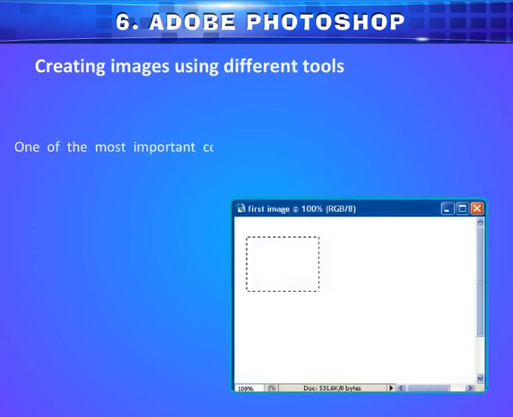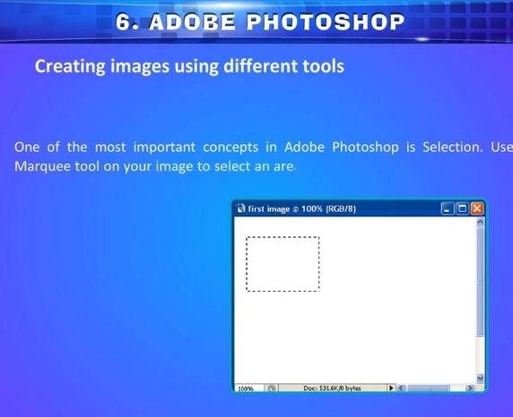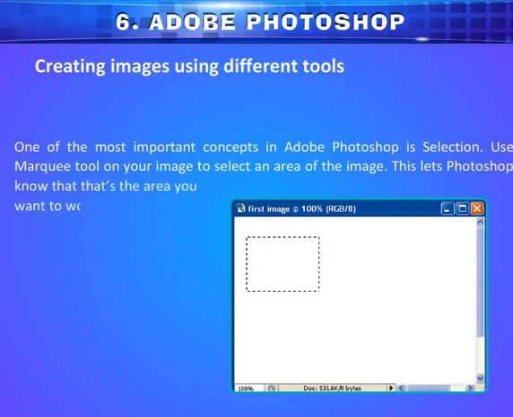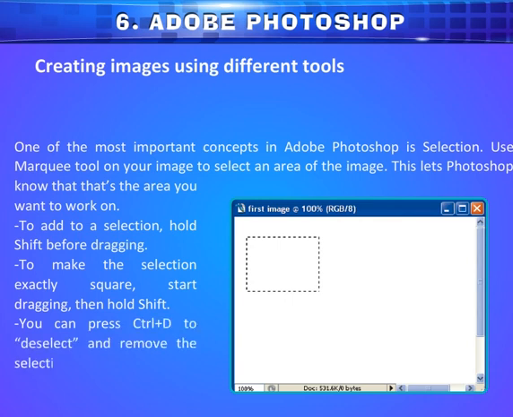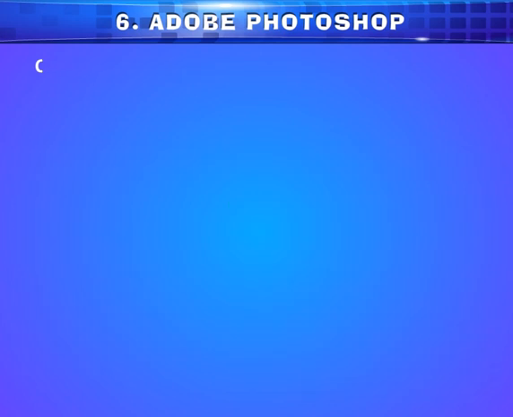Creating images using different tools. One of the most important concepts in Adobe Photoshop is selection. Use the Marquee tool on your image to select an area of the image. This lets Photoshop know that that's the area you want to work on. To add to a selection, hold Shift before dragging. To make the selection exactly square, start dragging, then hold Shift. You can press Ctrl+D to deselect and remove the selection at any time.